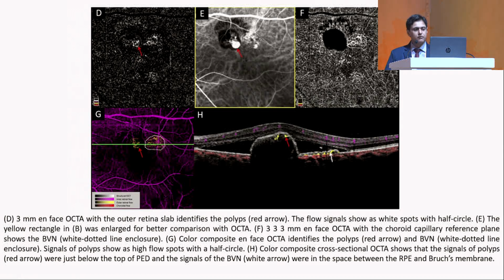It's very difficult, and I only saw it because I already knew there was a polyp, so I tried to find it. And when we go to the level of the choriocapillaris, there is an adjacent branching vascular network which is also seen in the polyp. When we did a color composite, that was the location of the PED which was identified, and the adjacent double layer splitting sign was corroborating with the choroidal neovascular complex.